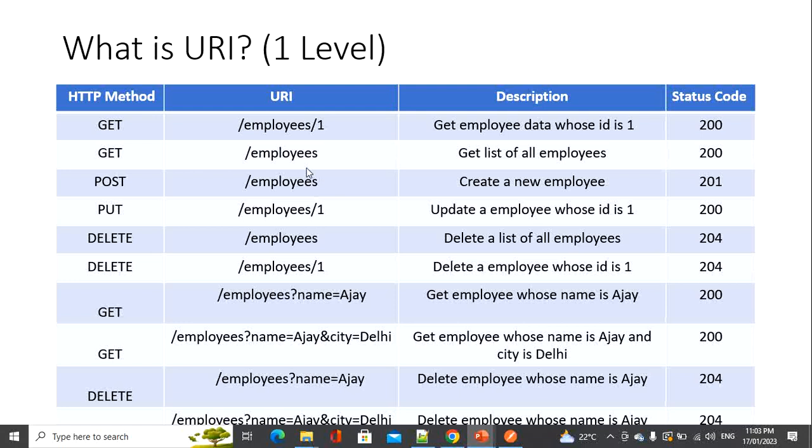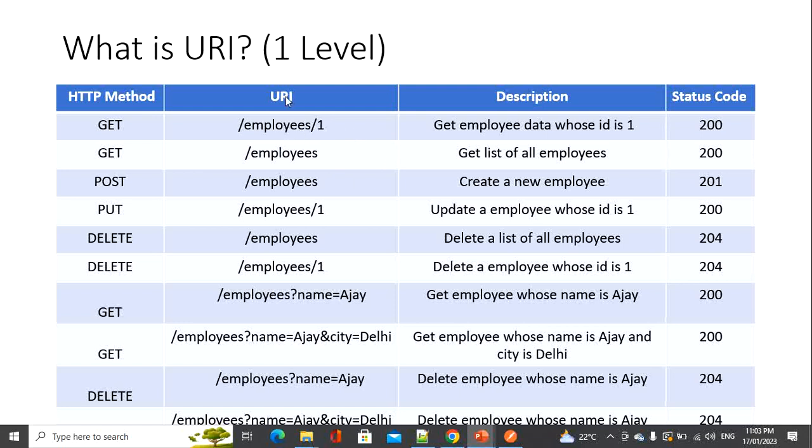Now if you keenly observe, the URI has no change. Here also slash employees, here also slash employees. Now if you see, I just changed the HTTP method from GET to POST. What does it mean? I am trying to create a new employee resource at the server with the help of this POST method. Obviously we need to pass the new employee data in the form of JSON or XML in the request body.